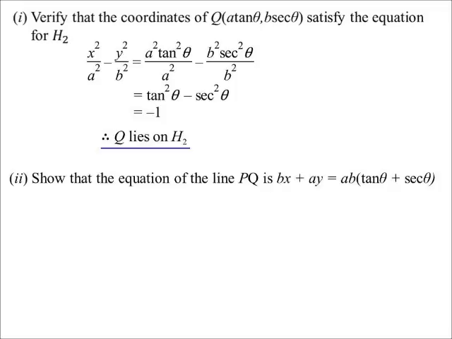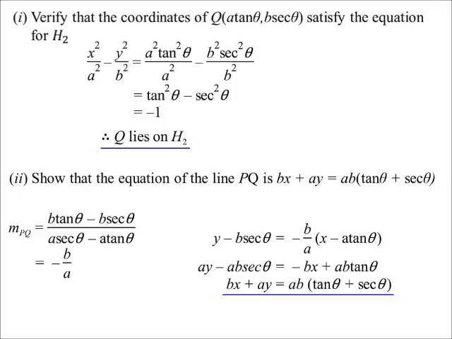Show that the line PQ. Oh, this is just standard coordinate geometry. You know, find the slope, point slope formula. Hopefully, we'll get that. So slope PQ, B tan minus B sec over A sec minus A tan. That's just minus B on A. Point slope formula, playing around with the algebra, we get what they want. Well, not a bad question so far. There's a couple of nice marks we should be picking up.